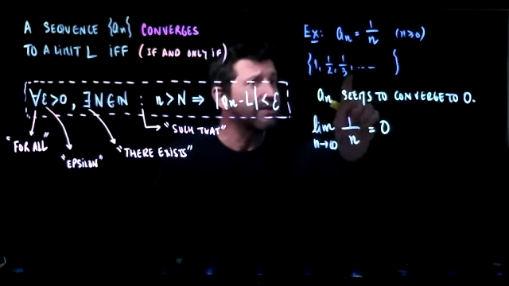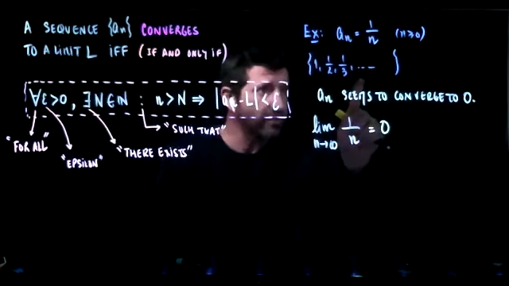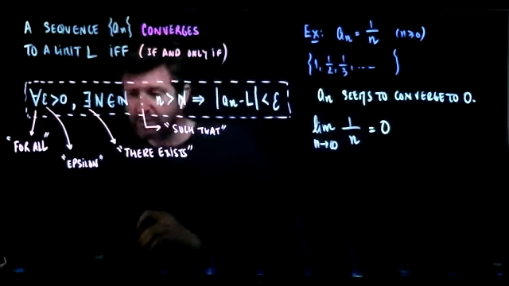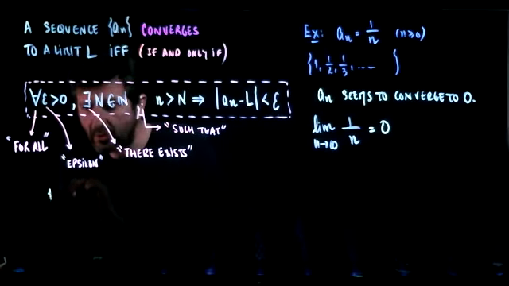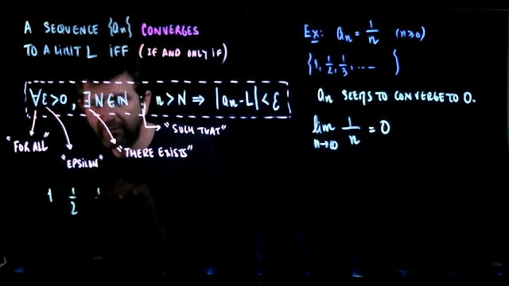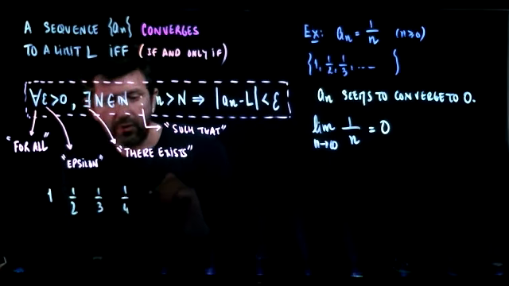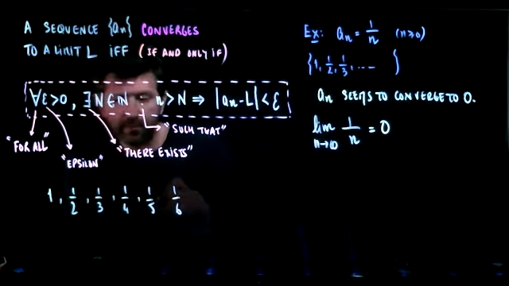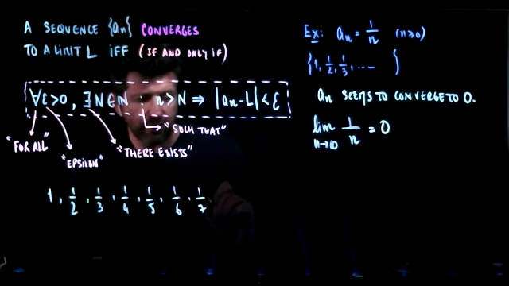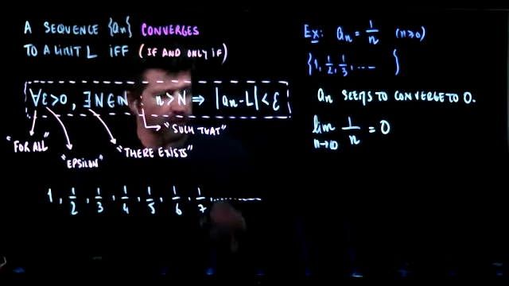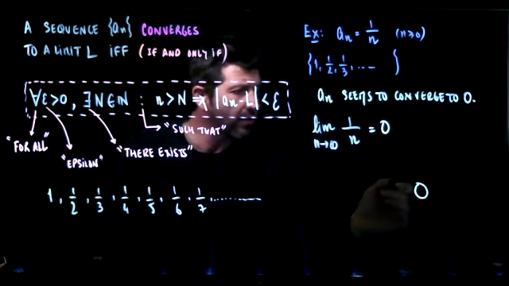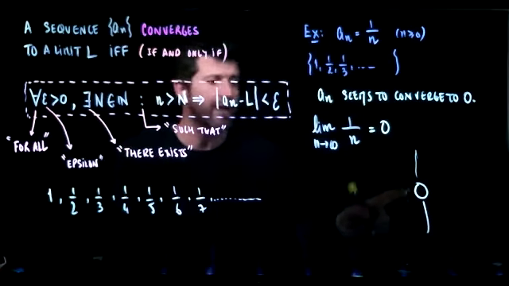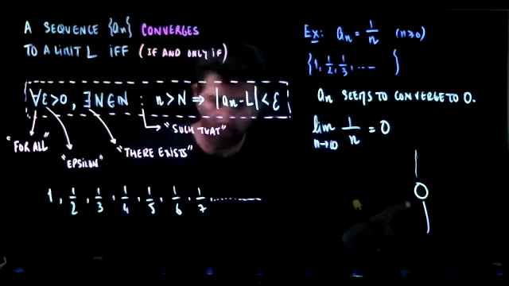Why could I say that this sequence converges to 0, using this definition? Because look at this. This is my sequence: 1, 1/2, 1/3, 1/4, 1/5, 1/6, 1/7, and so on and so on. And somewhere here, there's my limit, 0, which of course I will never reach.